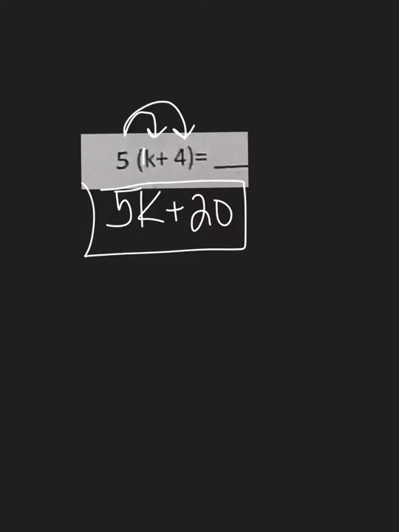So we just distributed that 5 on the outside of the parentheses to the terms inside the parentheses by multiplication. Now, in some of the problems that are coming up, once we distribute, you may have to combine like terms. We don't have to do that here because 5k and 20 are not like terms, so our expression is completely simplified. All right, let's go ahead and take a look at this next problem.